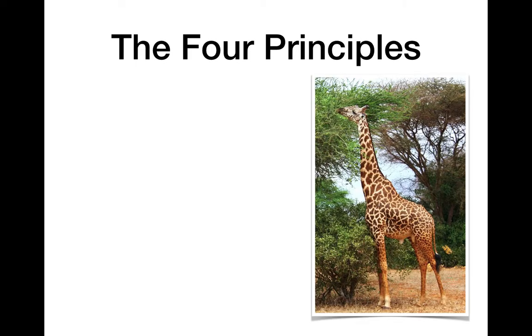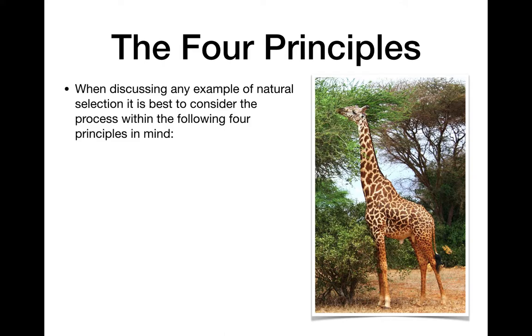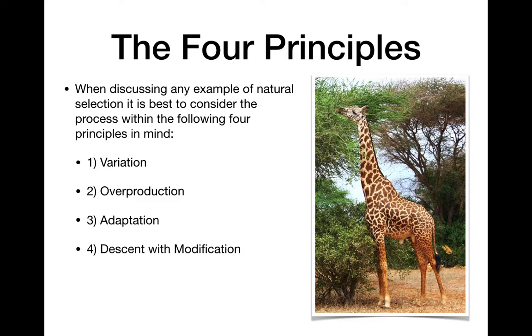Which leads me to the four principles of natural selection. When you're talking about any example of natural selection, it's really important you think of these four principles. I say this to all my students all through high school, right to my grade 12 biology students, because it's easy to forget and miss one part of this and then not get a complete answer. So always force yourself to analyze all four components of natural selection. And those four principles are variation, overproduction, adaptation, and descent with modification.